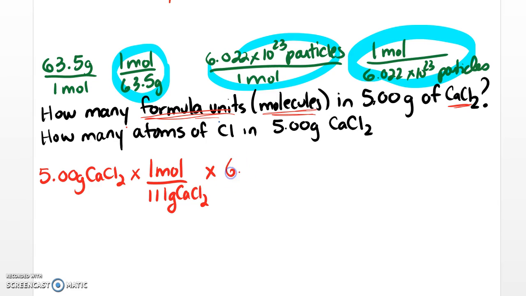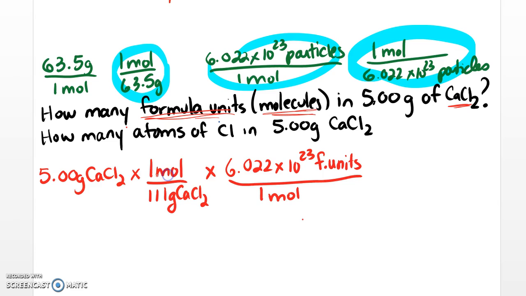And we know that there are 6.022 times 10 to the 23 formula units in a mole. Okay, so what will cancel? Moles will cancel. Grams will cancel. And we put that in our calculator, and you will get 2.71 times 10 to the 22 formula units.